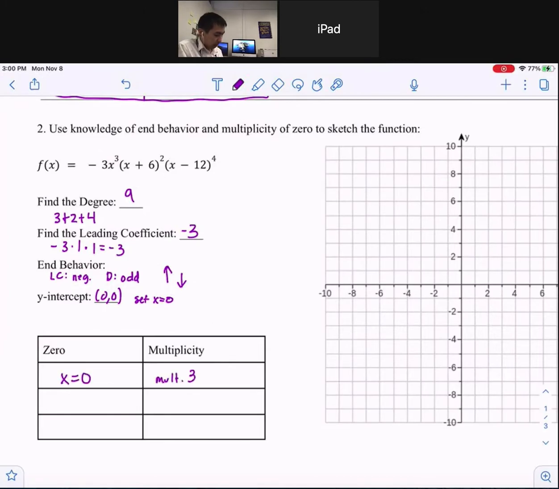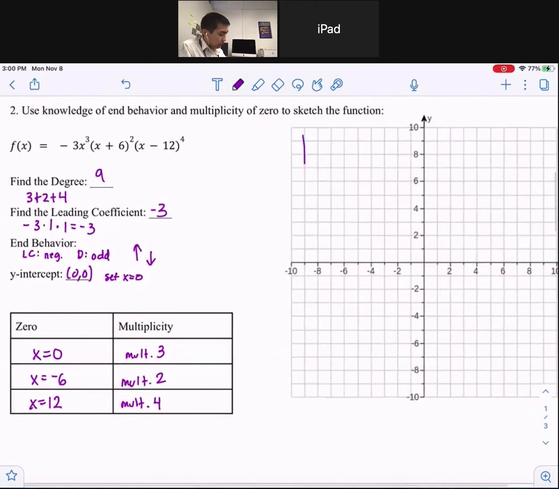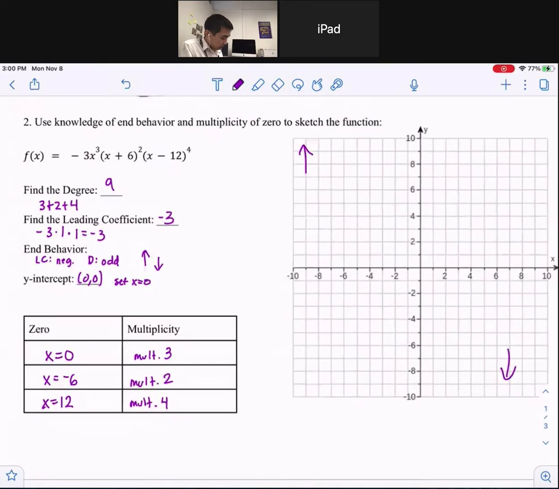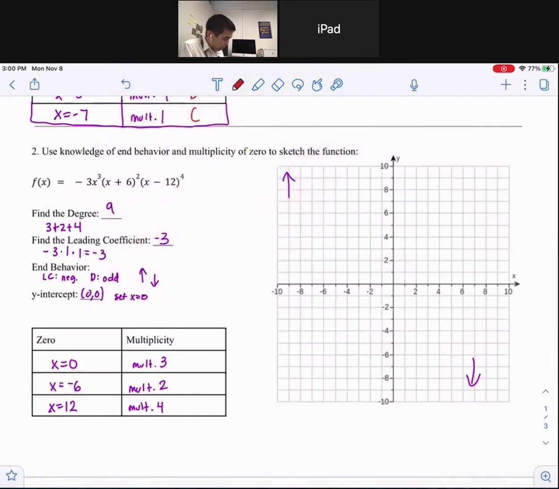Multiplicity of 3, because it has a power of 3. Here, what would make that a 0? If x was equal to negative 6. Multiplicity of 2, because look at the power. Here, x would have to equal 12. Multiplicity of 4. So we have everything you need. So end behavior up and then down. Now draw your zeros. So at x equals 0, at x equals negative 6, and at x equals 12, which will be somewhere over there. So I should actually drag this over here.